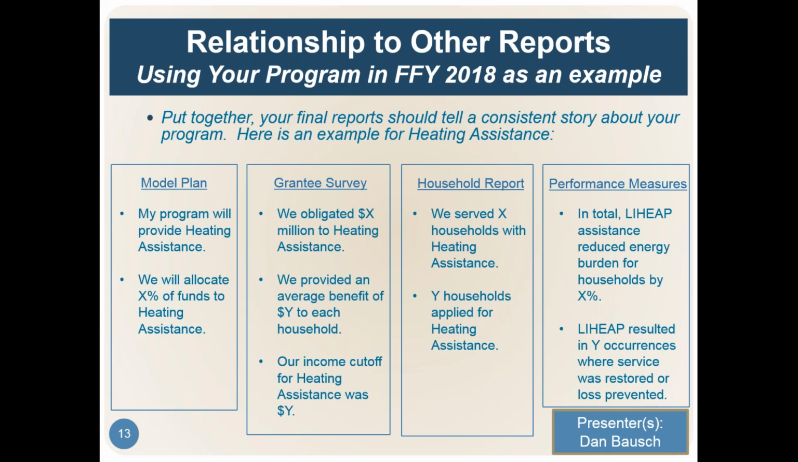Here is the income dollar cutoff amount to be income eligible for heating assistance. And then the household report, you're reporting how many households got assistance with those funds, how many applied for heating assistance during the fiscal year. And then in the performance measures form, you're getting at the impacts: how much LIHEAP assistance reduced burden, the number of households that lost service and were restored or would have lost service and had that prevented. So this slide is just useful to see how all the different pieces connect and why different reports are required.